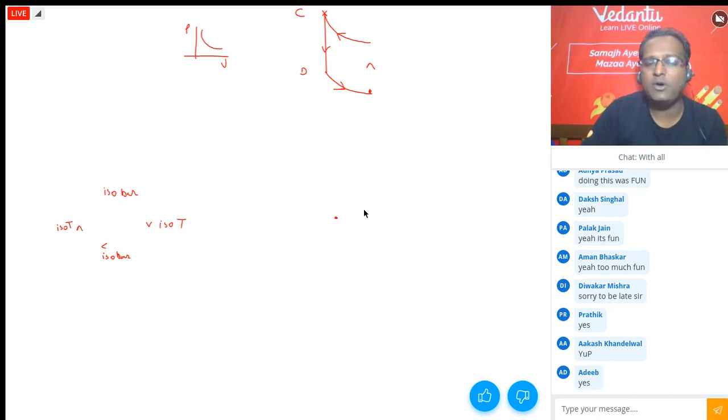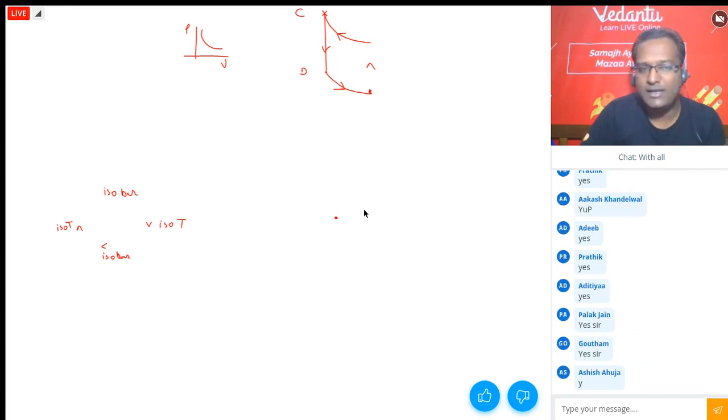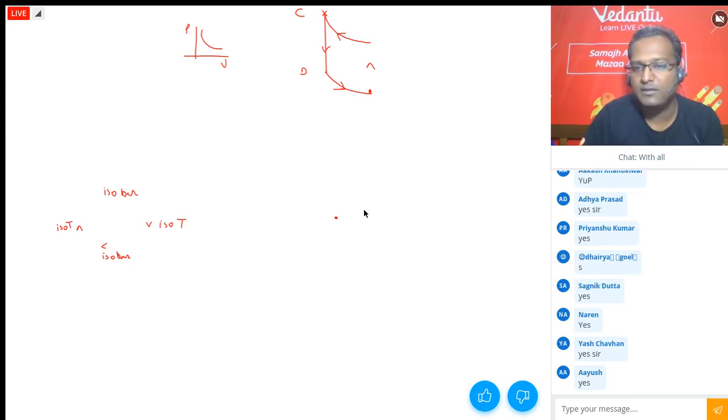That means it will be a horizontal line, isn't it? It will be a horizontal line. Temperature is increasing, so volume will also increase. So I'll get something like this. Now B2C is isothermal. Temperature is constant. Pressure is decreasing, matlab volume will increase. So it will be something like this.